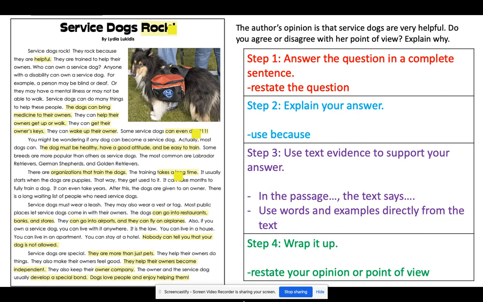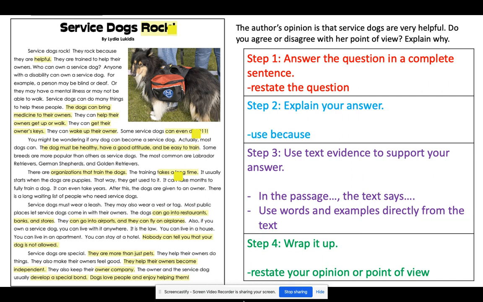So here I would have to go back to the information that I've highlighted throughout the article, and I would have to use some of those specific examples from the text. Okay. So here, if I'm going to say service dogs are helpful, I might go to my highlights and look and find out that they bring medicine to their owners, or they can help their owners get up to walk, or they can wake them up, or some can even dial 911. Or that service dogs can go into restaurants or stores or even fly on an airplane.